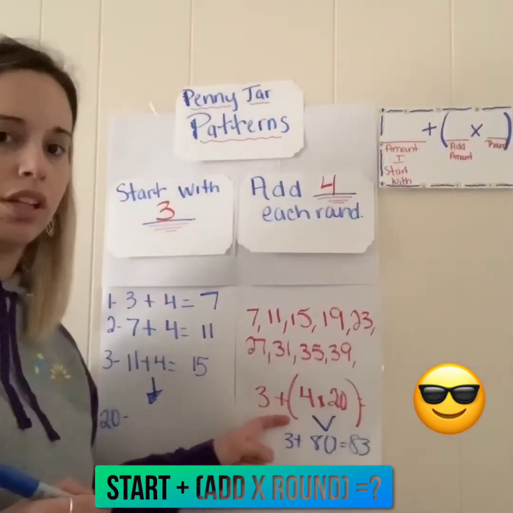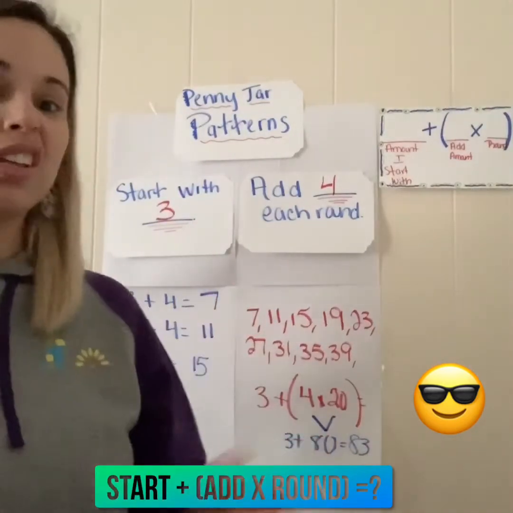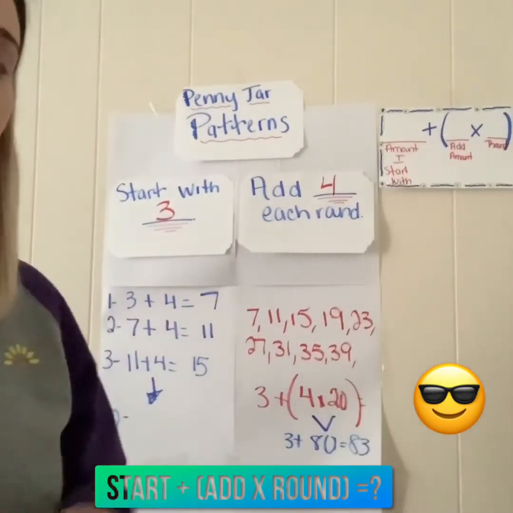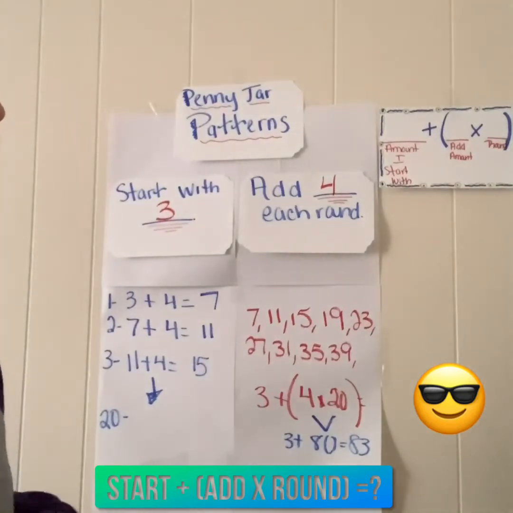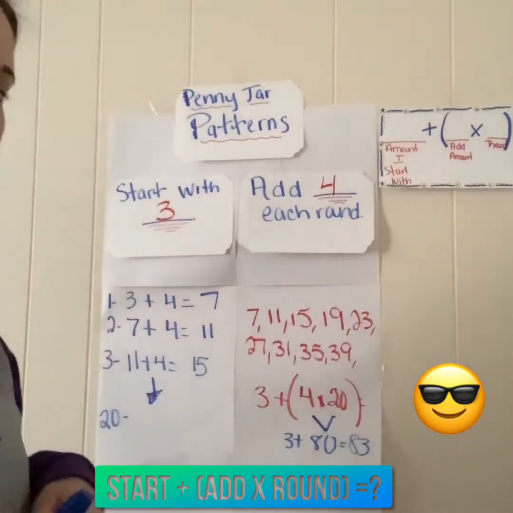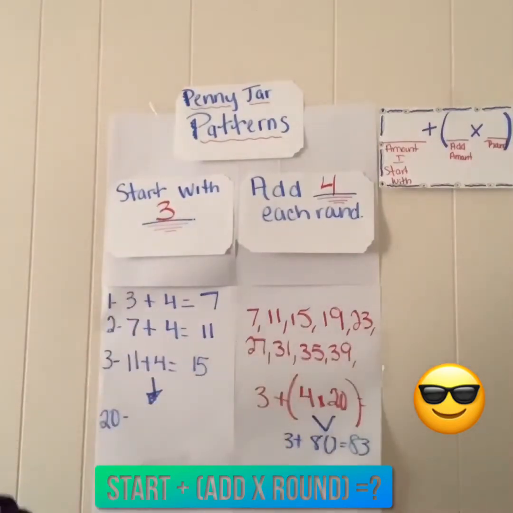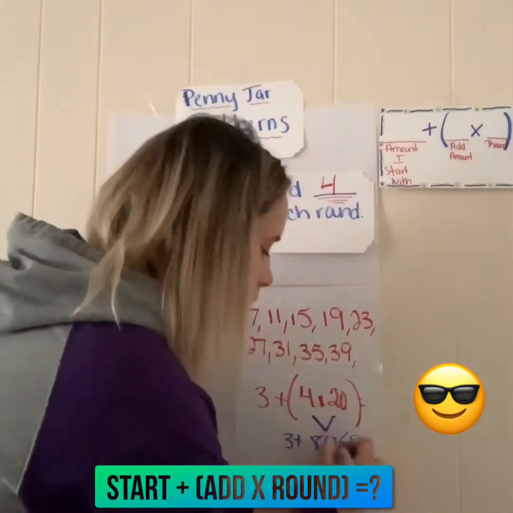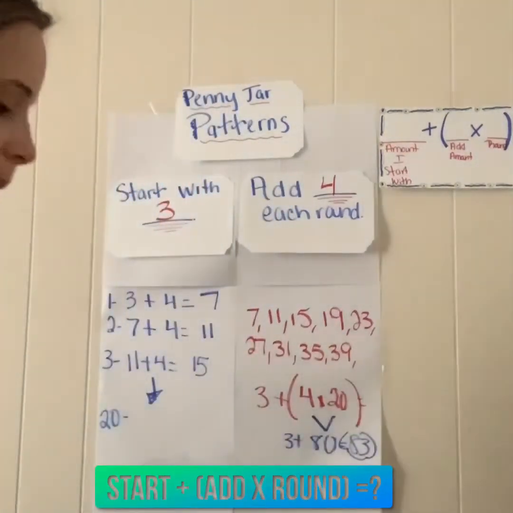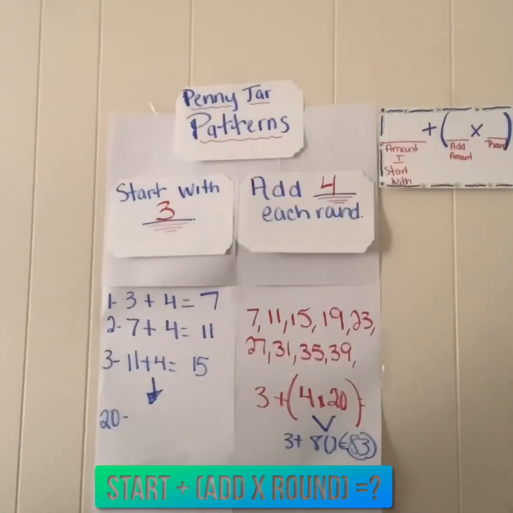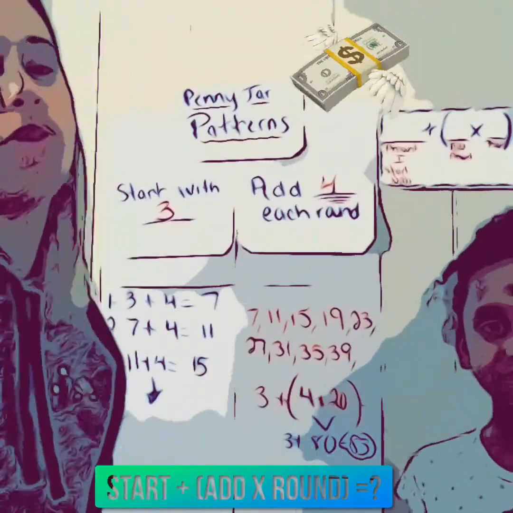So for this week, what we want you to do is to go ahead and start using this equation. For your exit ticket, you just have to solve one problem, but I want you to challenge yourself and practice this at home. So at the end of 20 rounds, Ruby will have how many pennies? 83.